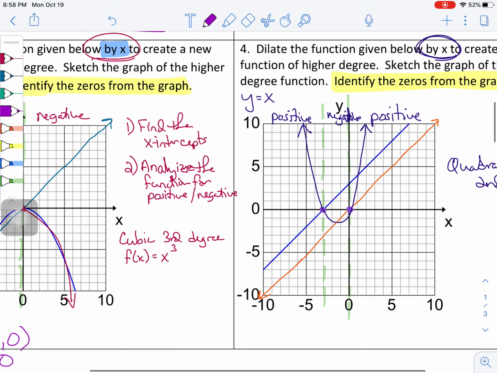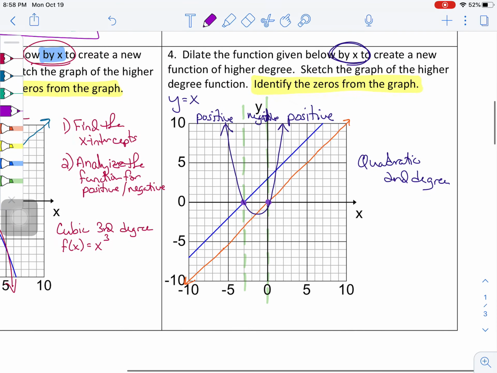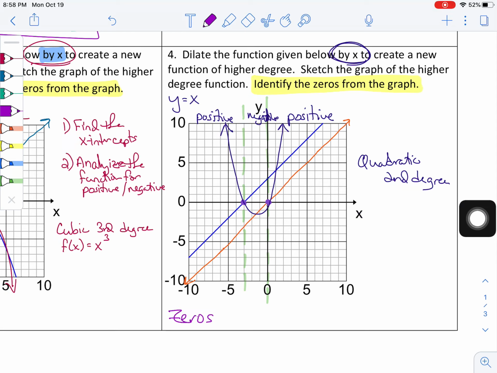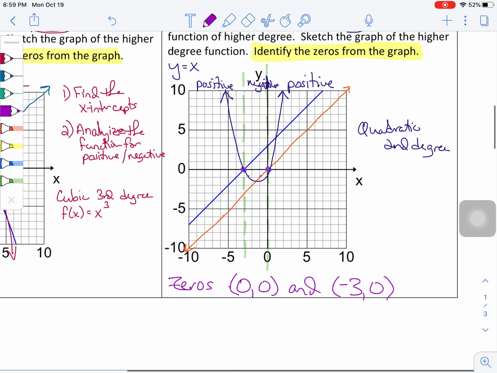Okay, now if we take a look at problem number 4, we had 2 x-intercepts in this problem. We went through the x-axis here, and we went through the x-axis here. So both of these account for zeros. So at the bottom here, I'm going to put a little note, zeros. All right, so I have 2 pairs here, (0, 0), which is the origin, and I have the point, what is this, (-3, 0). So that would be x is equal to 0 and x is equal to negative 3.